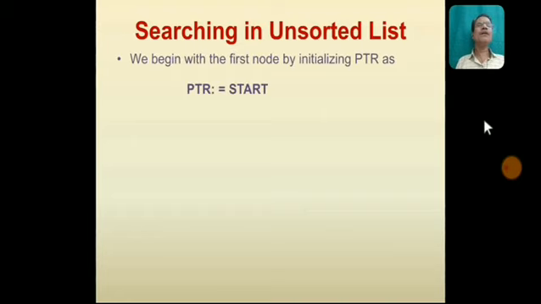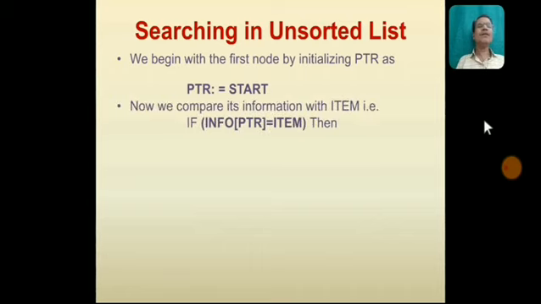As usual, we will initialize ptr equal to start. What is start? Start is the address of the first node, which means we will start searching for the element from the first node. So, we will initialize ptr equal to start. Now, we will compare the information of the first node with atom, that is, info of ptr equal to atom. Info of ptr means the information present in the node. The node here is the first node, where we are checking whether atom is present or not.